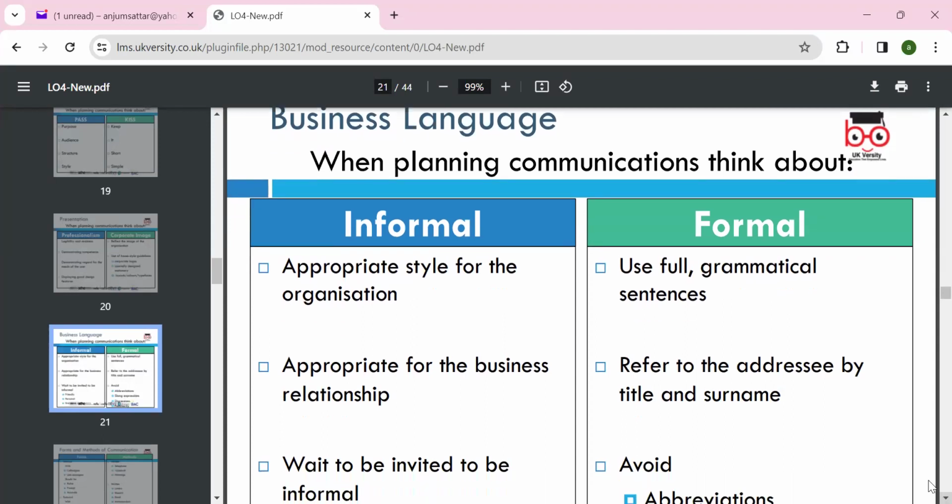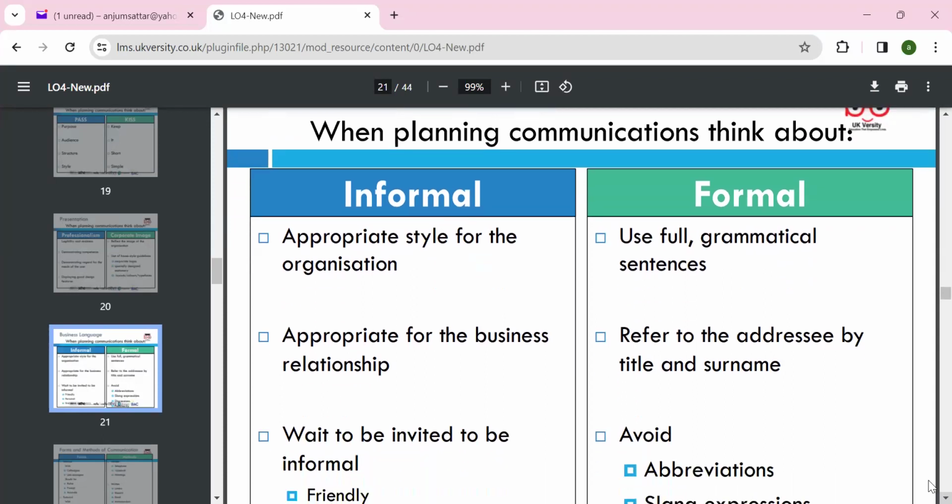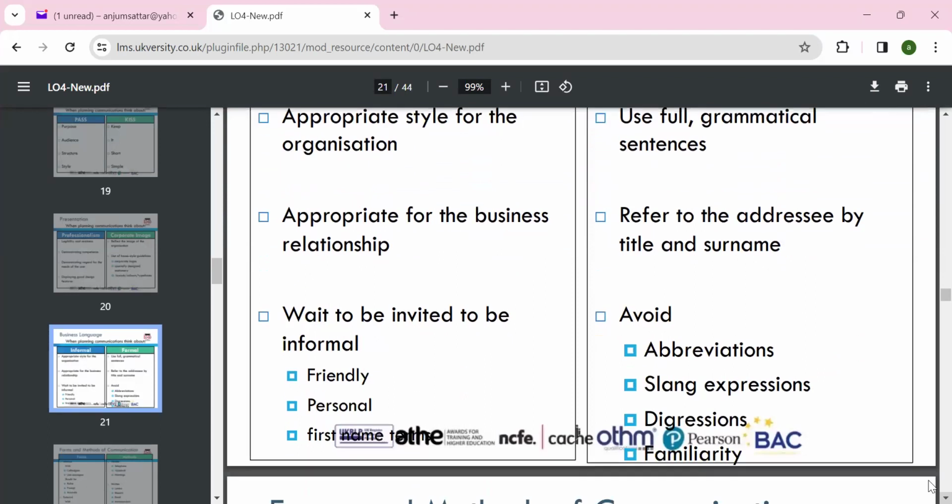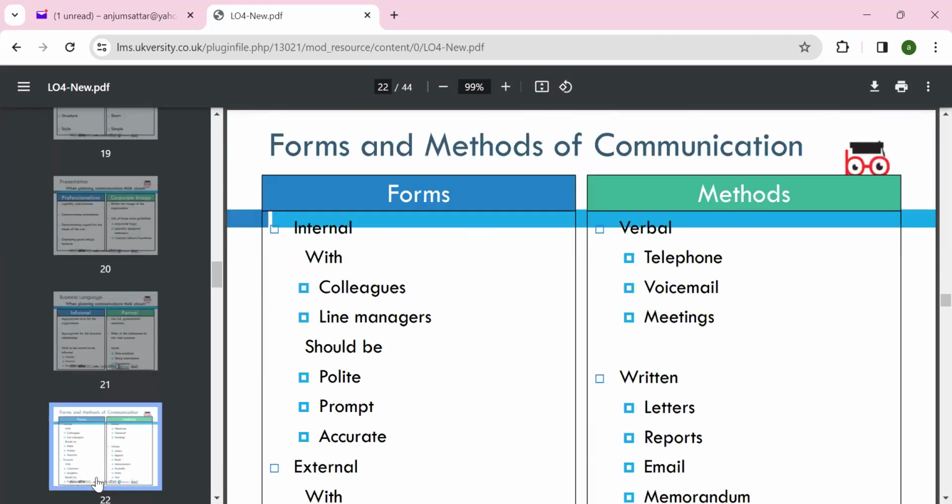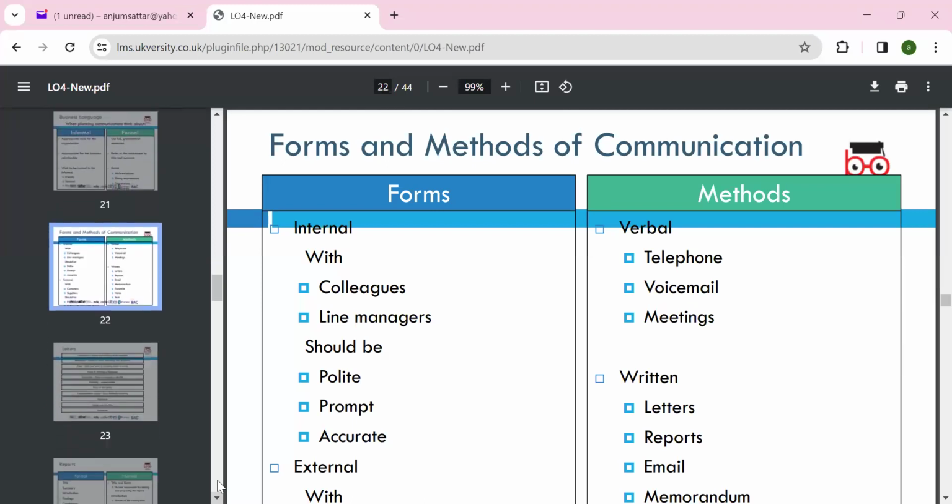Formal communication uses grammatically correct sentences, refers to the address and title, and avoids abbreviations and long expressions. But it can be informal sometimes, like an informal lunch or discussion where you are passing information to stakeholders. Internal communication is within the organization, with line managers and others, and a prompt and accurate message needs to be sent by a method: verbal, telephone, voicemail, meetings, or written letters. These are the modes of communication we can use.